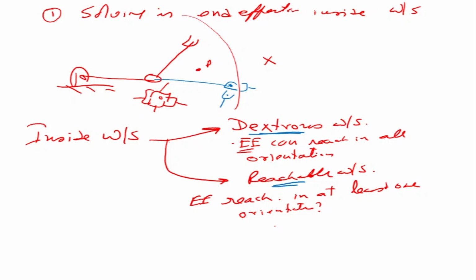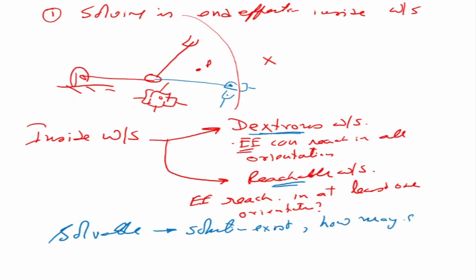Now how many solutions are there? How do you decide whether you're in the dexterous workspace or the reachable workspace? If your system is solvable, that means solutions exist. Then the question is how many solutions. If you have very many solutions, where you can go in all orientations, then that solution is in the dexterous workspace. Whereas if you are in the reachable workspace, you'll get maybe just one solution. So obviously you understand that if you're somewhere in the outer ranges, you'll just be getting one solution.